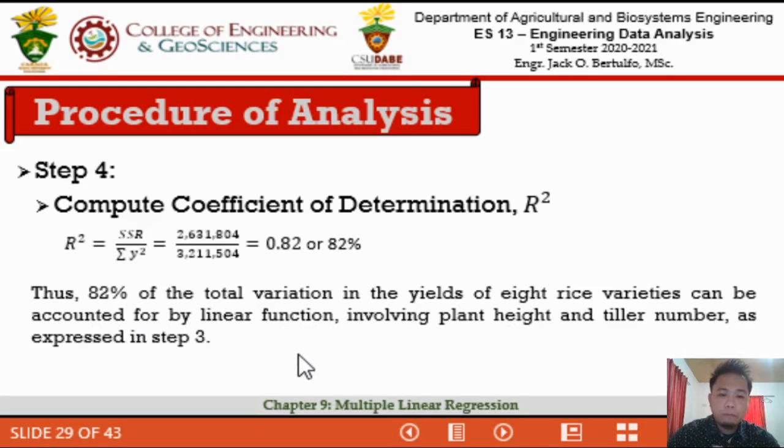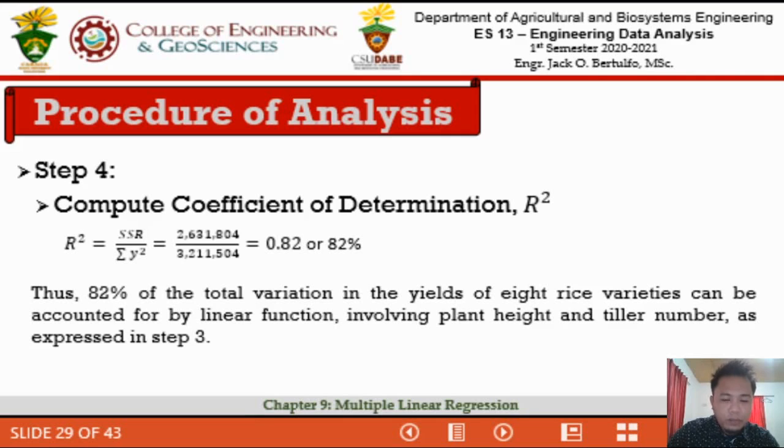So it means, class, that the variability of the yield can be explained by using plant height and tiller number. 82% out of 100% of the variability of our yield, 82% of that can be explained if we will use the plant height and the tiller number. Okay? That is the meaning of R squared. So, 82% of the variability of the yield can be explained by using the plant height and tiller number.